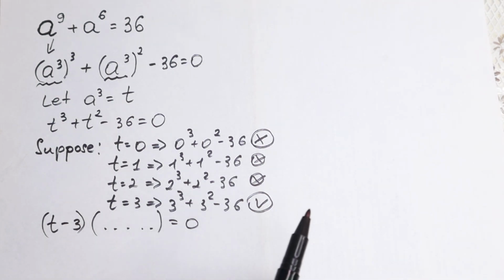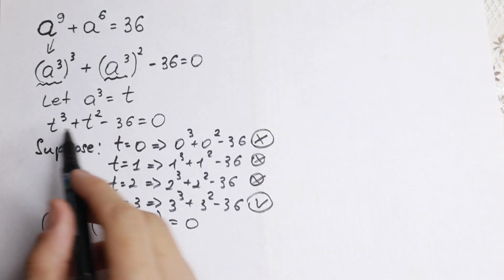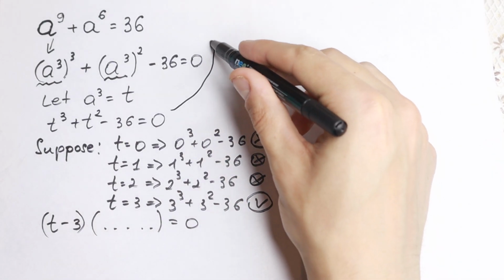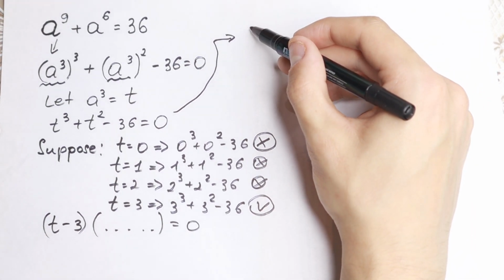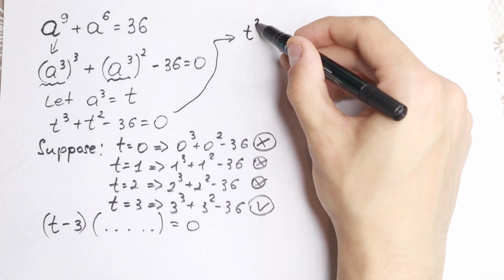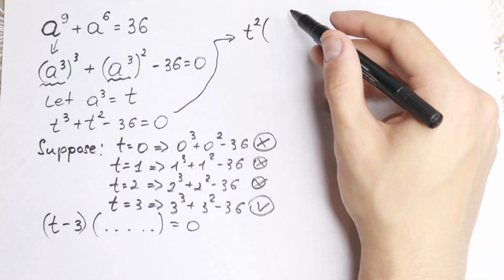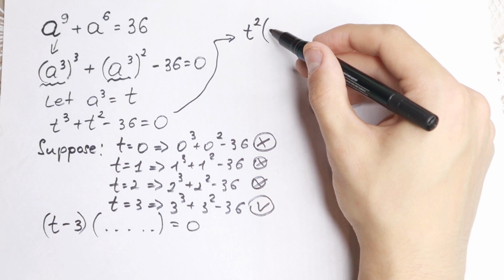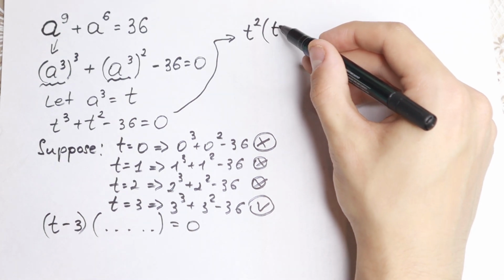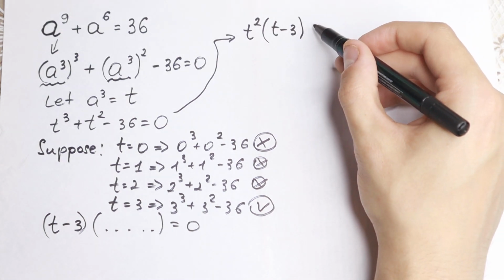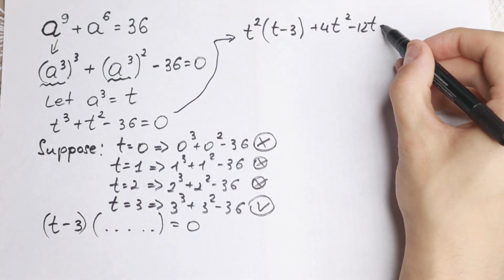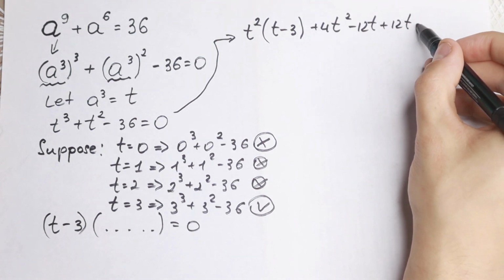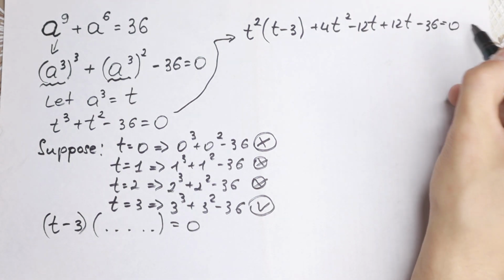So firstly, let's try to factor out t minus 3. But how can we factor it? Let's use this expression right here. I write it on the top. We have t cube, but I want to factor t square. So I write t square, and in parentheses, I want to write t minus 3. And right now we have plus 4t square minus 12t plus 12t and minus 36 equal to 0.